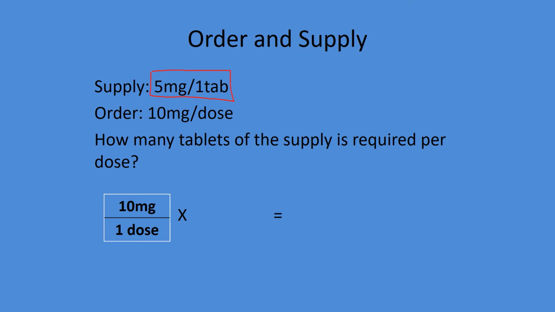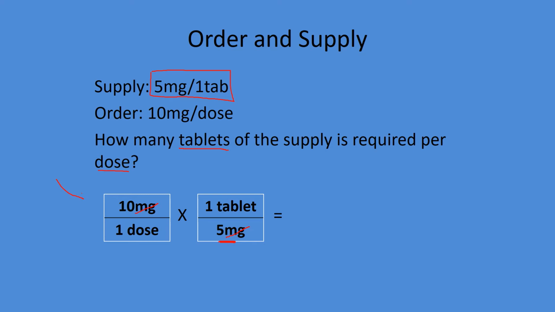The factor of 1 I need has milligrams here at the bottom, because I have milligrams here, I need to cancel out. So I'm going to put my supply as 1 tablet per 5 milligrams. The 5 milligrams cancel out, and take a look at your units. You're left with tablets per dose, and the question asks for how many tablets per dose.